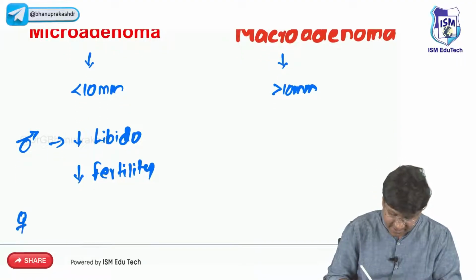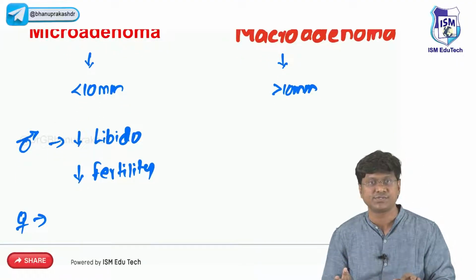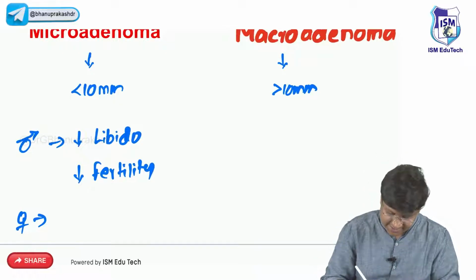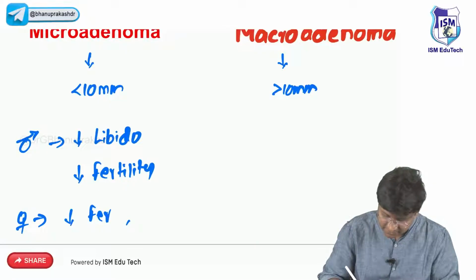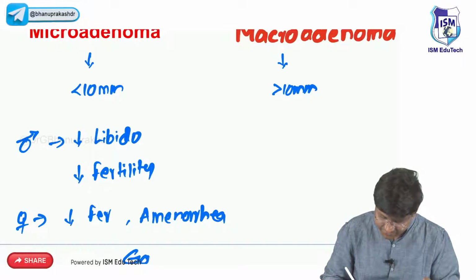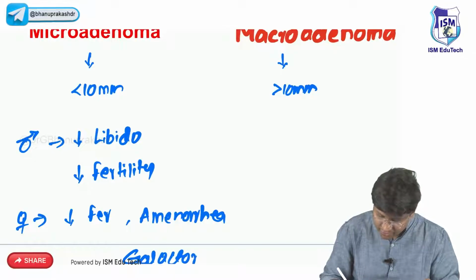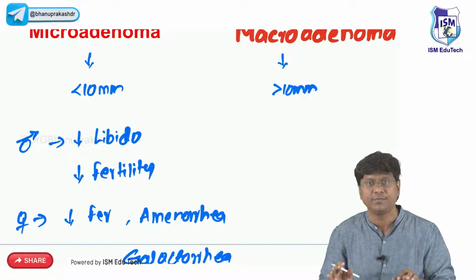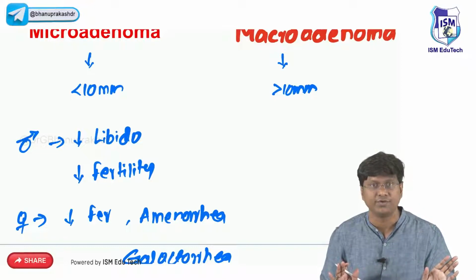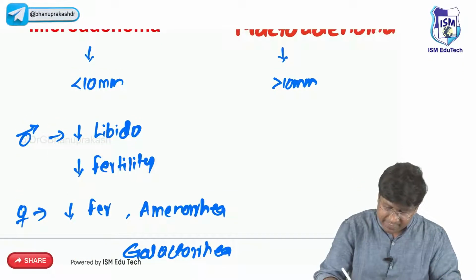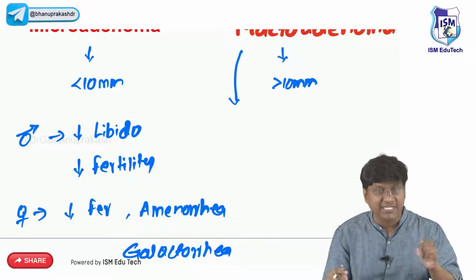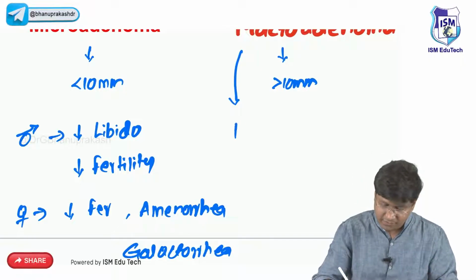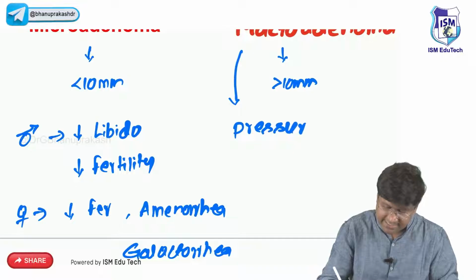Whereas in females, whether it is micro or macroadenoma, the endocrine manifestations are the same. They will have decreased fertility, amenorrhea, followed by galactorrhea. So these are the endocrine manifestations in prolactinoma in both micro and macroadenoma. But in macroadenoma, the additional manifestations will be pressure effects on the surrounding structures.